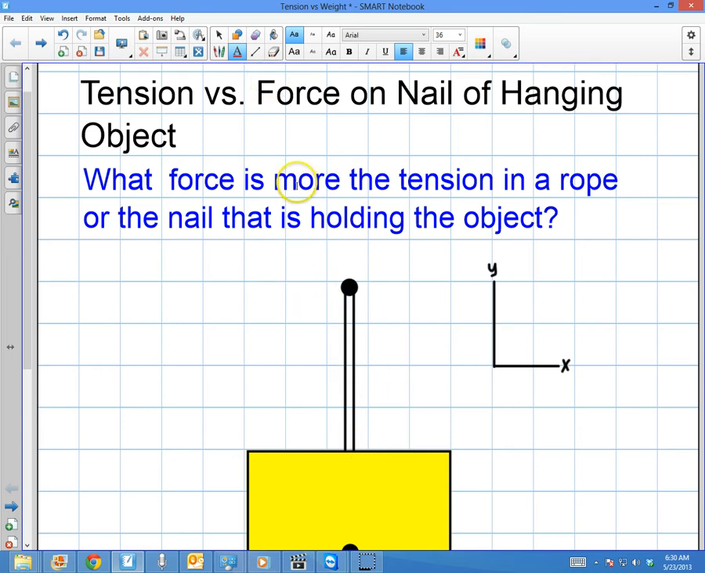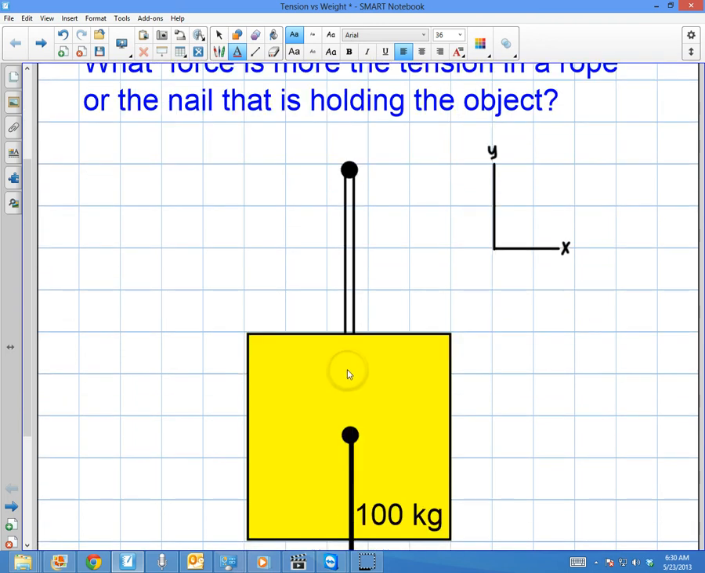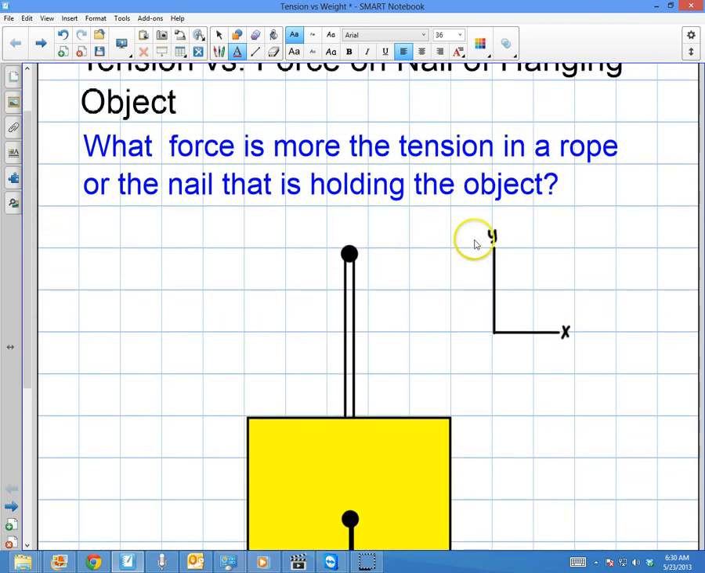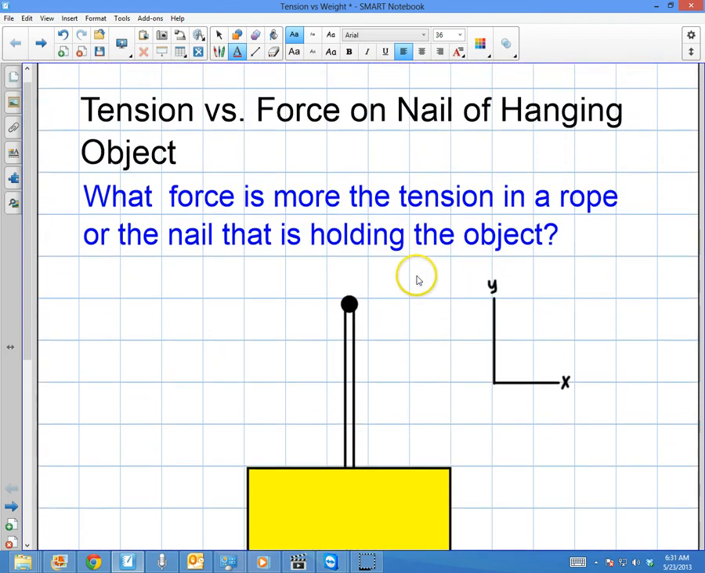So we're going to start with a very basic example here. We're going to have an object hanging straight up and down by two ropes, okay? And this is going to be my x, and this is going to be my y-axis.